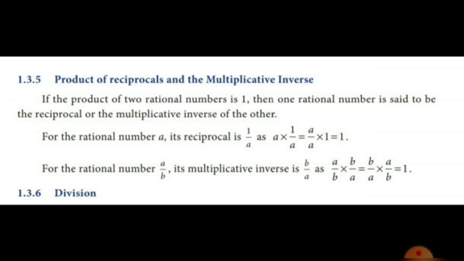For a rational number a by b, what is the multiplicative inverse of a by b? Take the reciprocal. So the numerator becomes the denominator and the denominator becomes the numerator. So a by b can be written as b by a. What is the multiplicative inverse? So a by b into b by a. b and b cancel, a and a cancel. So what is the answer? 1. So the product of a rational number and its reciprocal is always equal to 1.